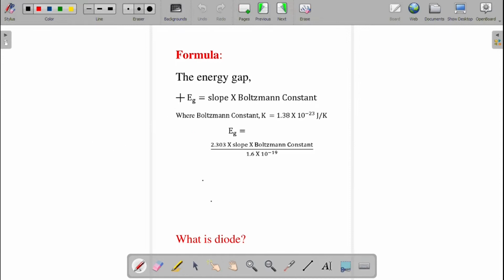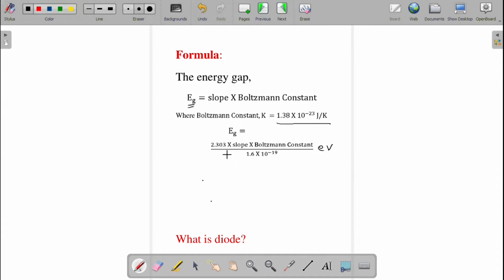Next, the formula required for this experiment. We are going to find the energy gap. So energy gap is equal to slope into Boltzmann constant. The Boltzmann constant value I have given here: k is equal to 1.38 into 10 to the power of minus 23 joule per Kelvin. This joule I am going to convert into electron volt, so the value should be divided by 1.6 into 10 to the power of minus 19, that is the charge of the electron. So that the joule is converted into electron volt.